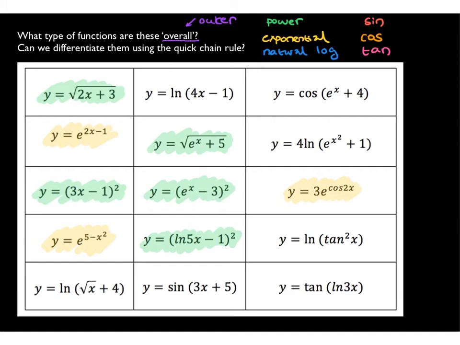Which ones involve log of something? This one here, this one here, and this one here, and this one here. They're all ln of something. It doesn't matter what the something is, whether the something contains an e function or a trig function. It's what is the outer function first of all.